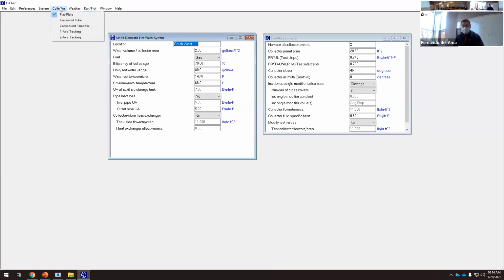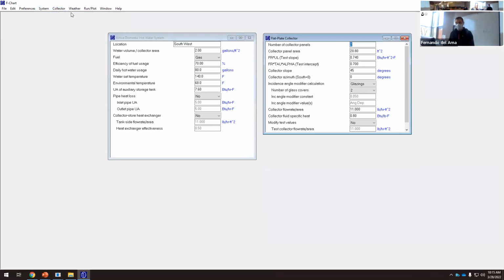In collectors, we can select the flat plate, the evacuated tube, this is the heat pipe, or we can have a parabolic with tracking. In buildings, I would use either this one or that one. So let's use the flat plate again. The evacuated tube will be better in terms of efficiency, but let's use the flat plate so far.